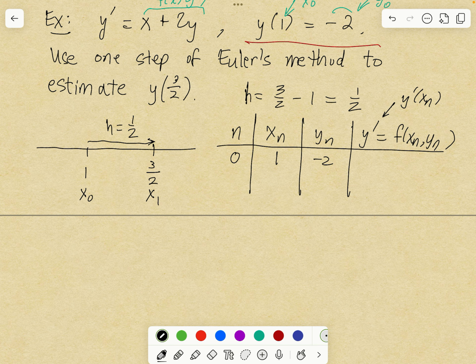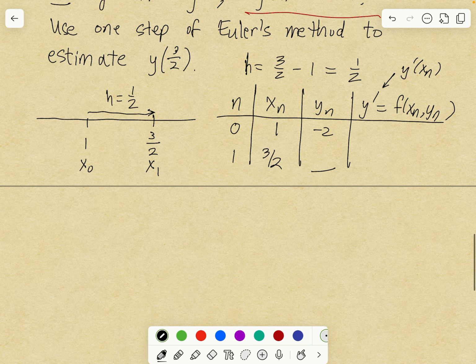And what else can we easily fill in? Well, we can fill in that we're going to stop at n equals 1. And when n equals 1, what's x sub n? X sub 1 is 3 halves, right? So what we're looking for is y sub 1, because that's the approximation after one step. So we need to figure out what number goes in that slot. And once we find that, then we're done.